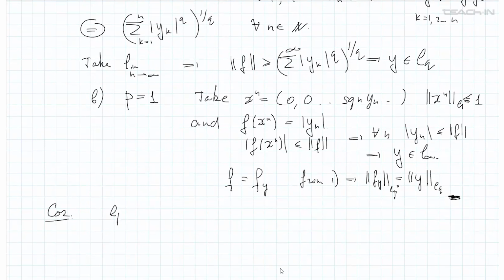And what is the corollary? All spaces LP are complete, because they are adjoint spaces to the corresponding spaces. But small lP is a partial case, a particular situation, of the spaces capital LP. I give this theorem without proof.